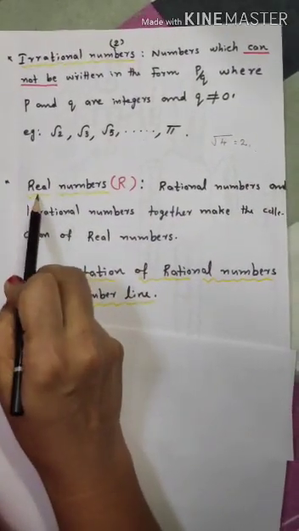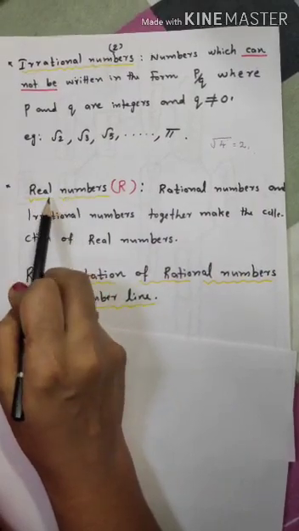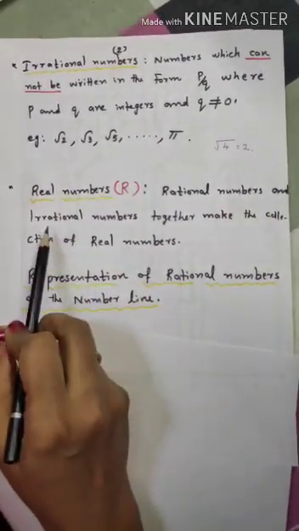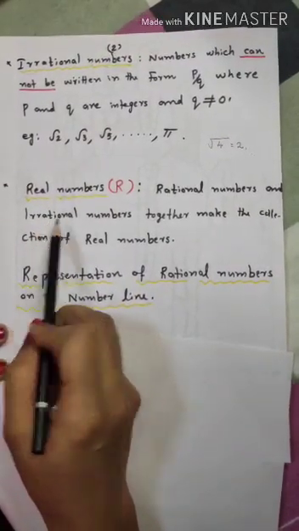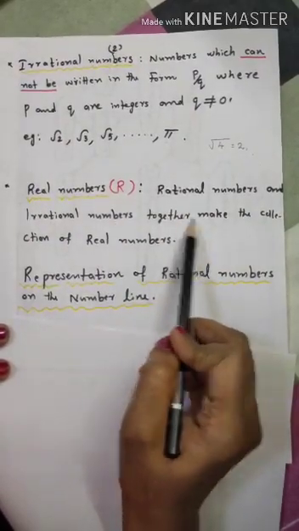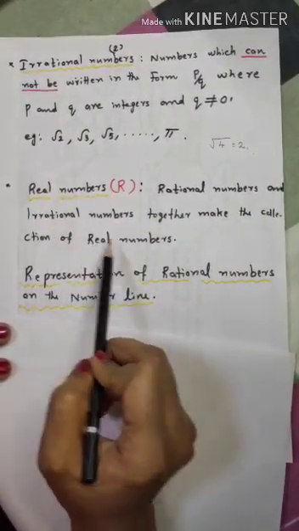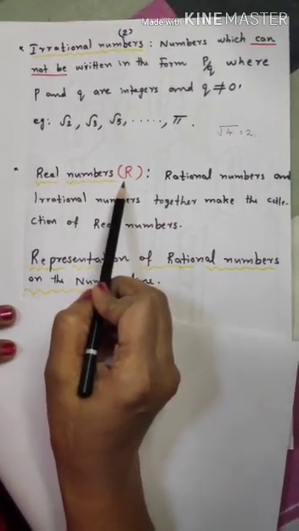Now let us study what a real number is. Real numbers are the collection of rational numbers and irrational numbers. Rational numbers and irrational numbers together make the collection of real numbers, denoted by the symbol capital R.